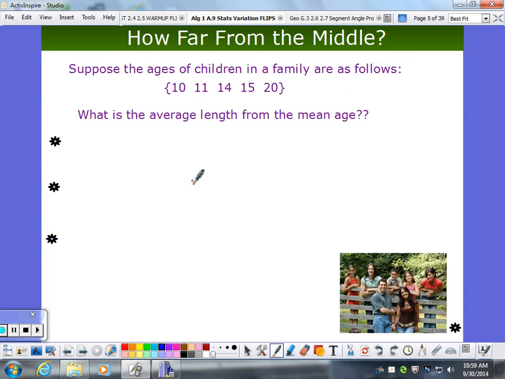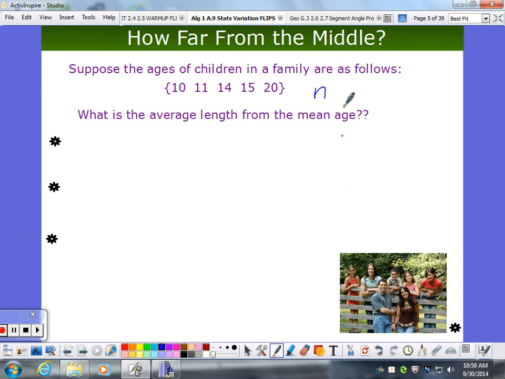All right, so we've got a little family here, and they have 1, 2, 3, 4, 5 kids. So these are the ages of the children. Now, you might remember last time I told you that there's a letter we use to represent the number in a data set. Remember what that was? Remember? It's a letter.